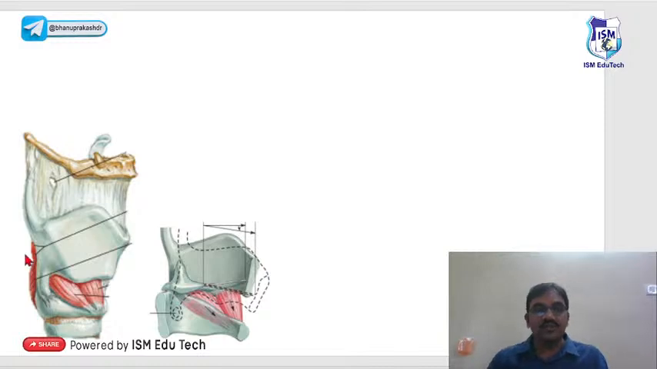Just now we were discussing the cricothyroid joint and how it tenses. Once the cricothyroid pulls the thyroid, it will become like this. Earlier it was lying like this. Once the cricothyroid pulls, the thyroid will come anterior, and you can see the vocal cord getting taut, getting tightened, so it gets tensed.